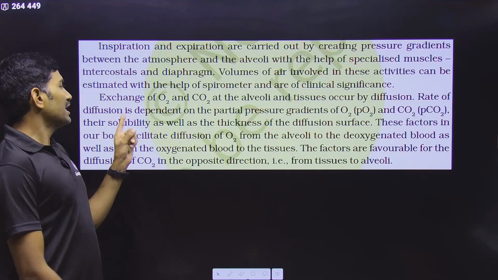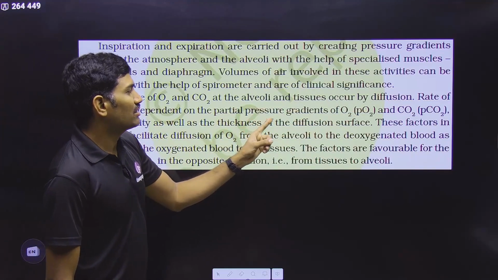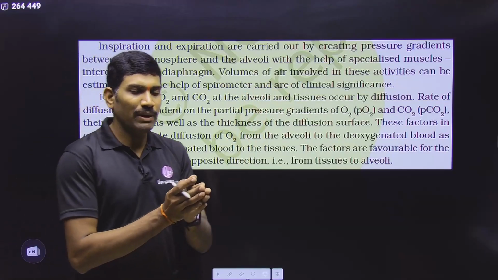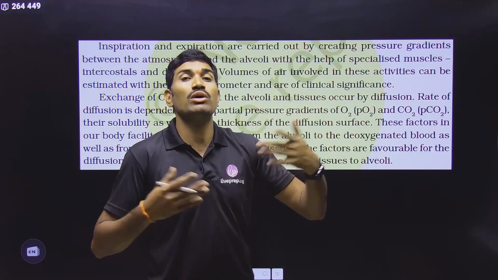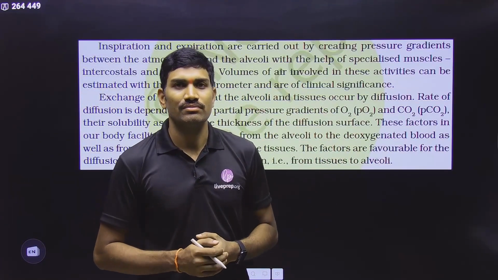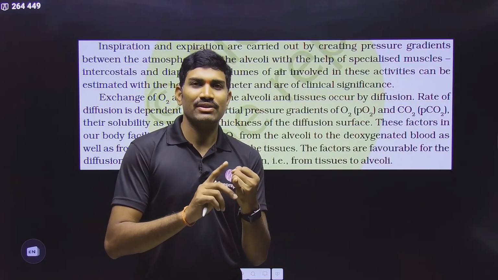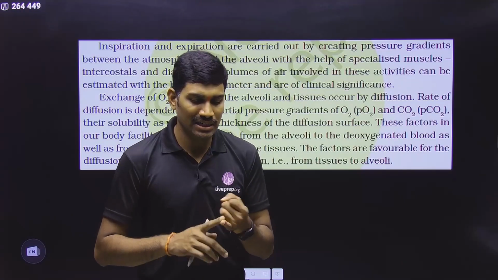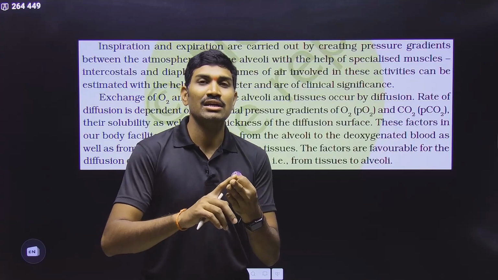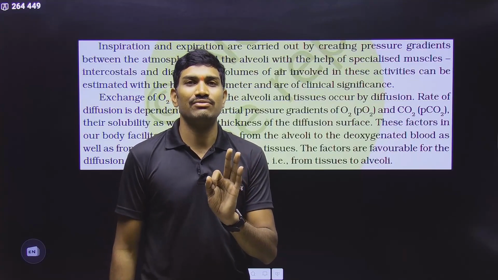Next one, rate of diffusion is dependent on the partial pressure gradients. If the partial pressure gradient, meaning the difference, is high, diffusion is faster. That's the three factors we study now. Difference in the partial pressure, that means partial pressure gradient. Second one, solubility of the gases. Third one, the thickness of the diffusion membrane.